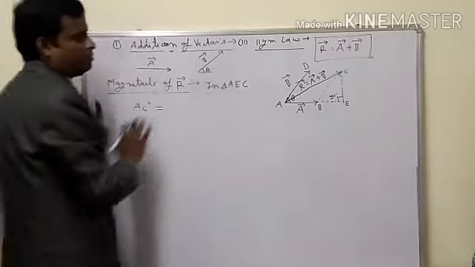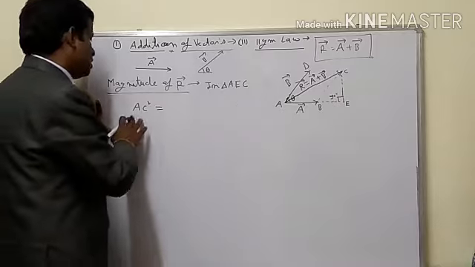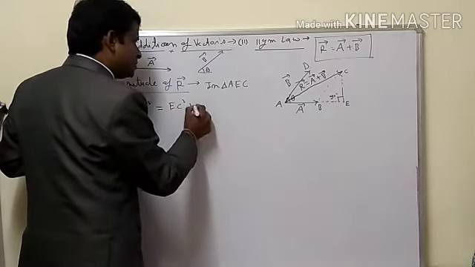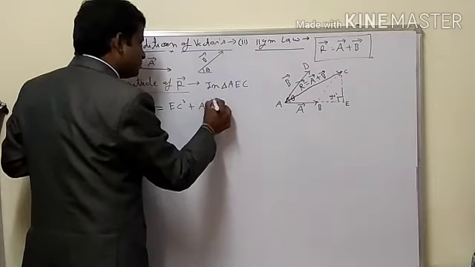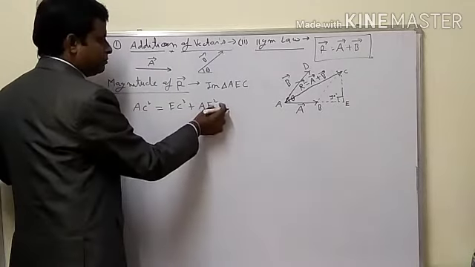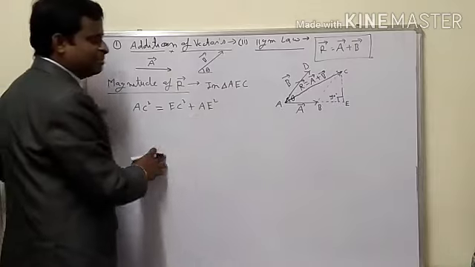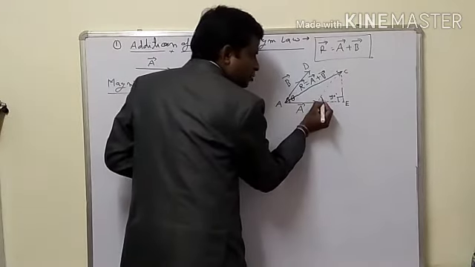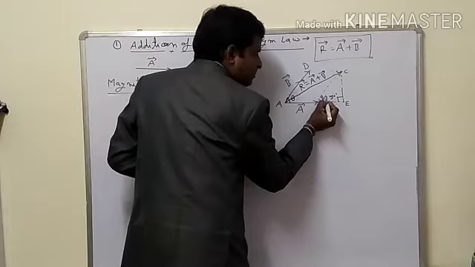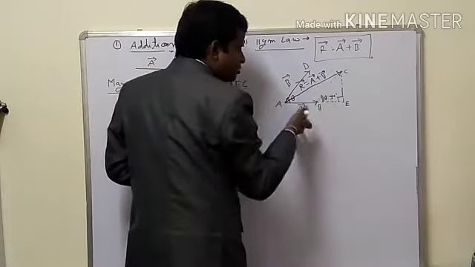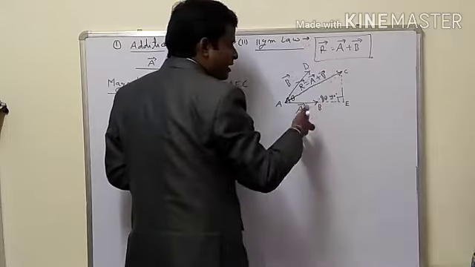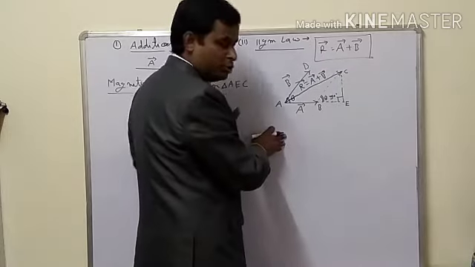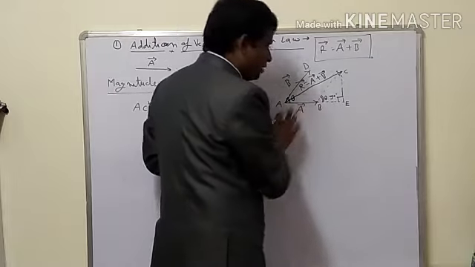We are using the parallelogram law of vector addition. So AC square is equal to EC square plus AE square. See from the figure, you know that this angle is theta, so this will also become theta. Why? Because of corresponding angles: AD and BC are parallel sides, so these two angles are called corresponding angles, and both will be the same.